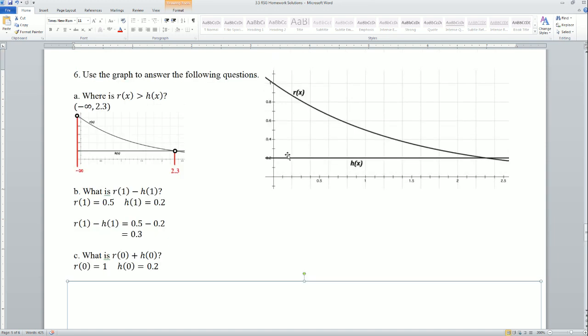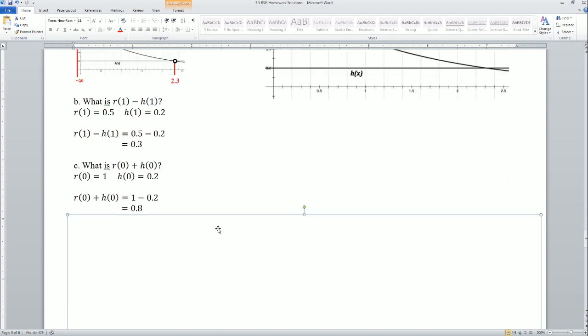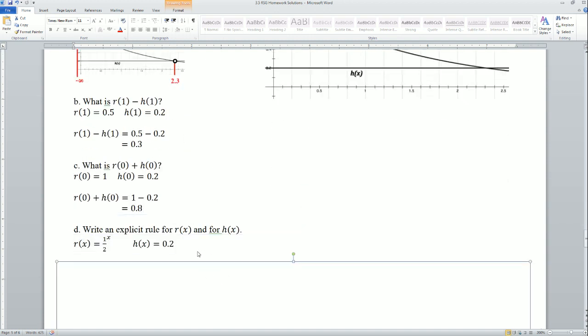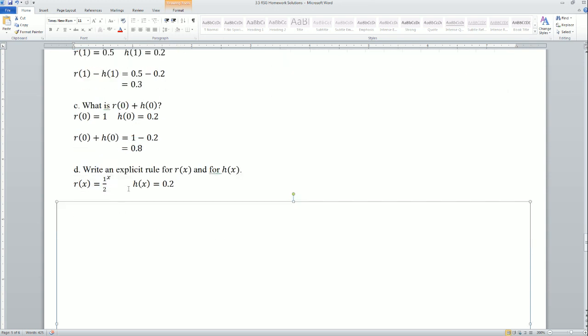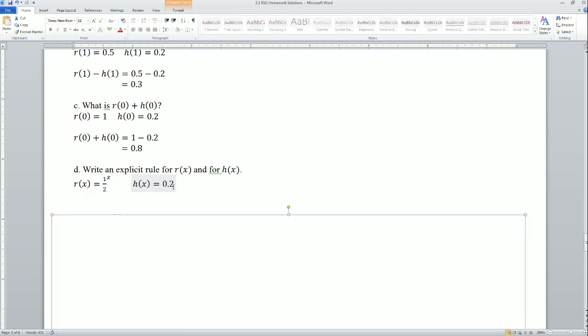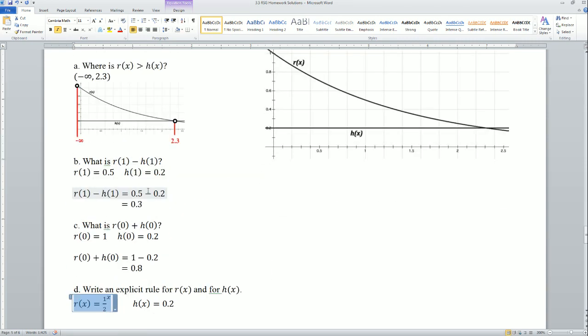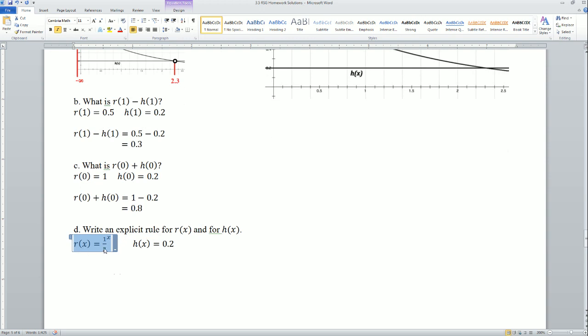H of 0 was 0.2. R of 0 was 1, so 1 minus 0.2 is 0.8. Write the explicit rule for r of x and h of x. Here you go. This is just flat. There's no rate, so h of x is just always equal to 0.2. R of x is a decline, so that's why it's 1/2 to the x.